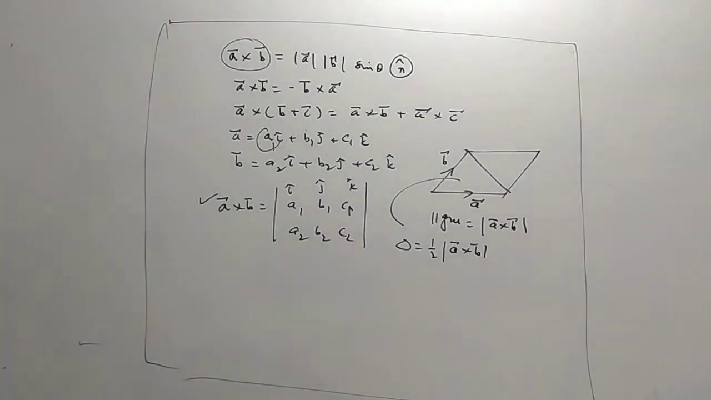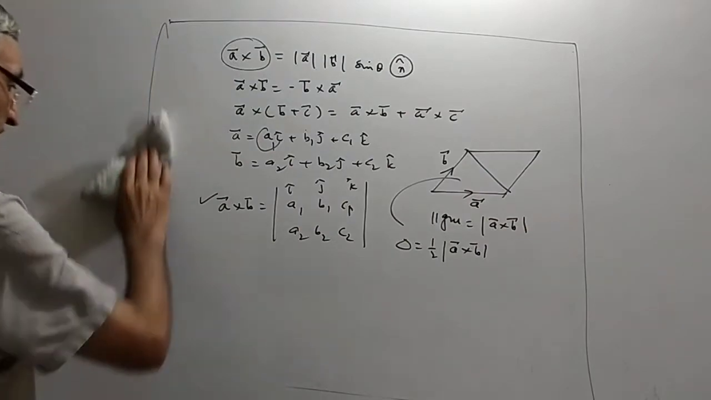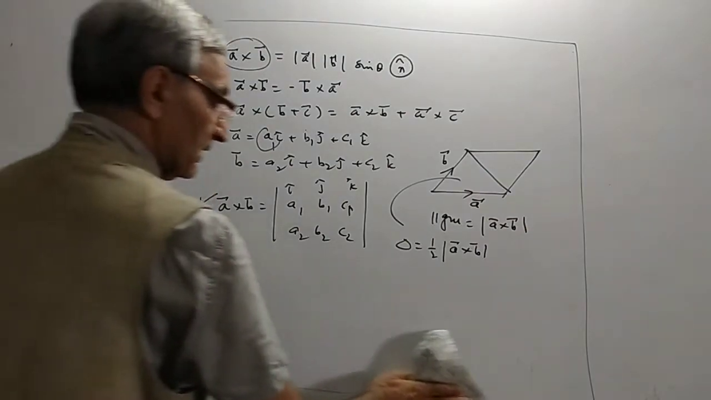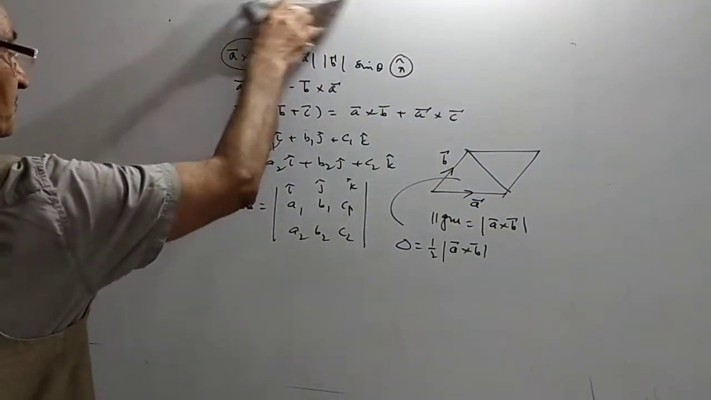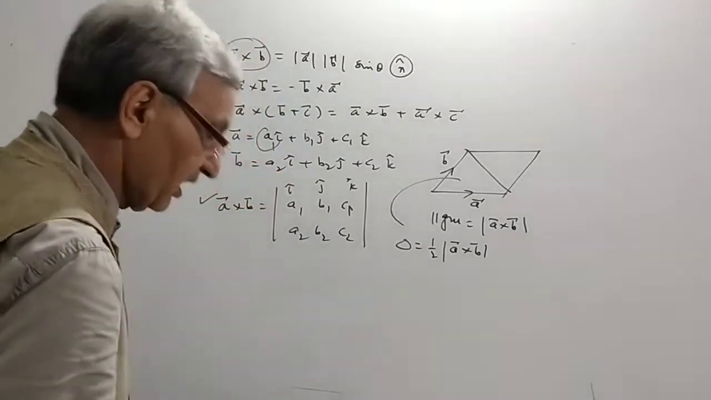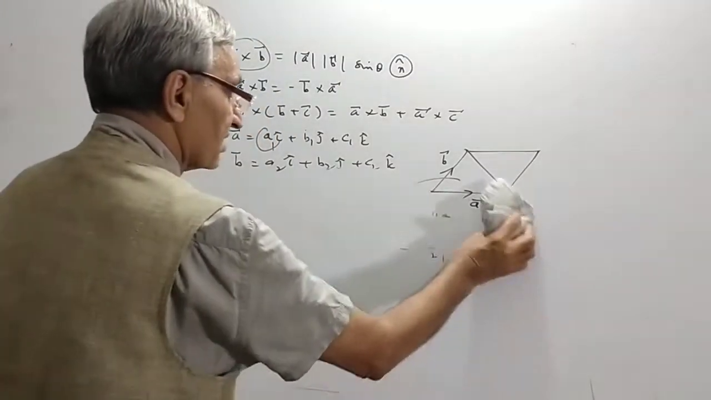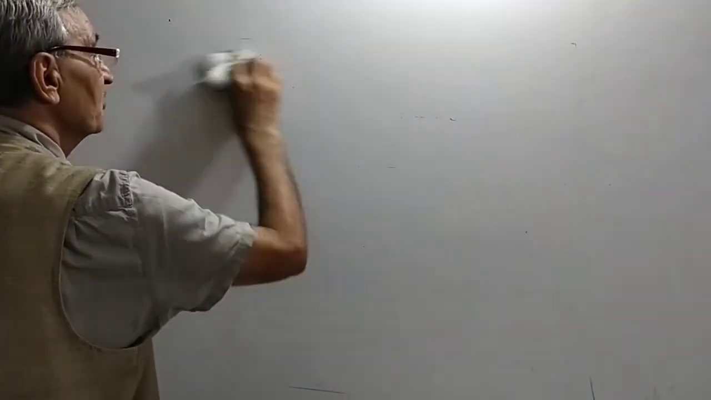A cross B is a vector which has a direction which is perpendicular to A and perpendicular to B. Its resultant is a vector and its direction is perpendicular to A and B. My first question is I want to find a unit vector. Find a unit vector which is perpendicular to two given vectors.